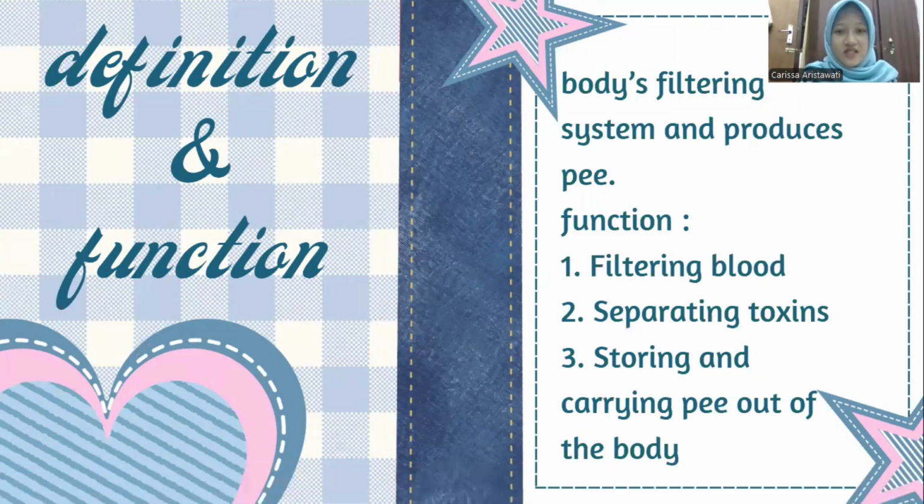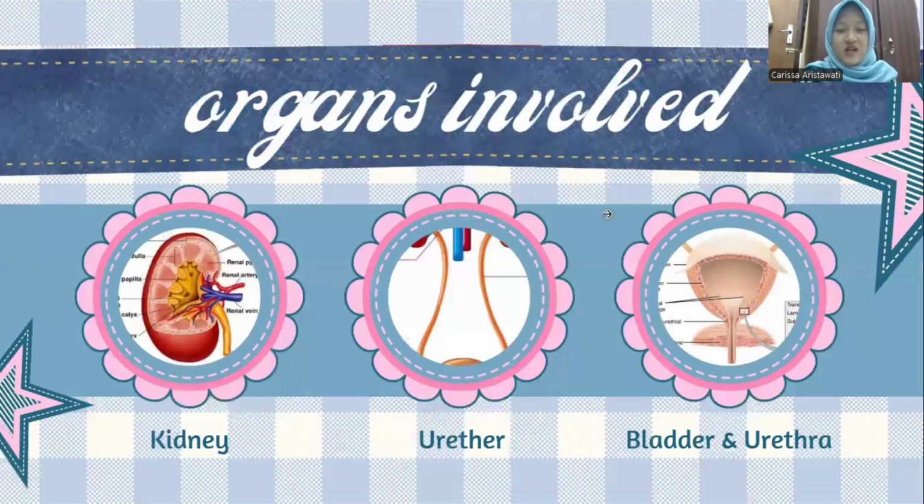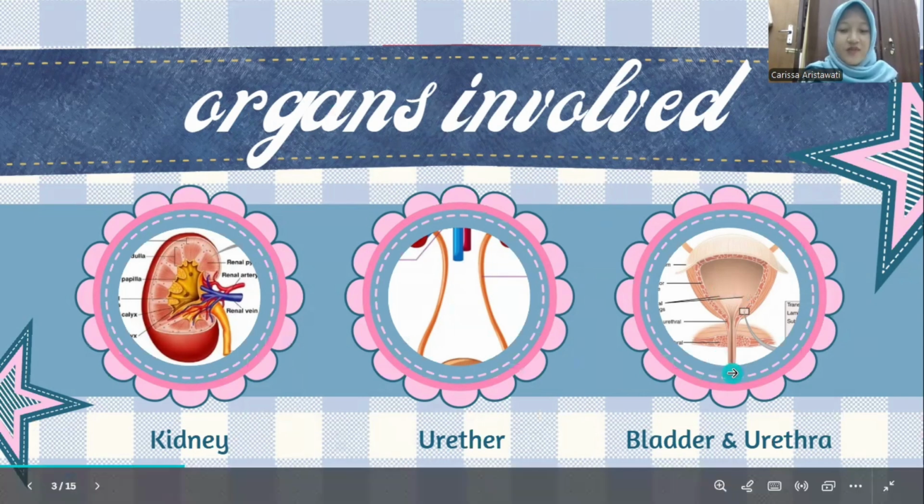Next. The organs that are involved in the urinary system, there are four organs. The first one is the kidney. The second is the ureter. The third is the bladder, these muscular balloon-like organs, and the urethra. Next.